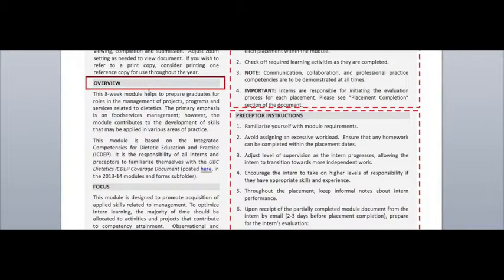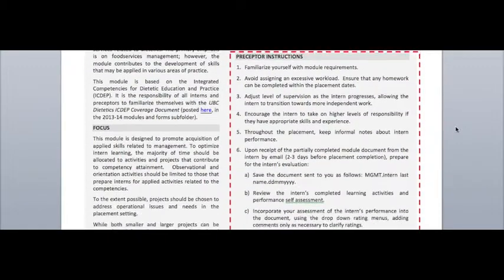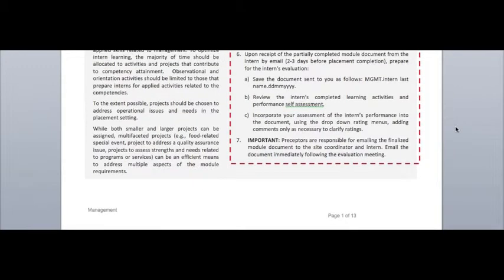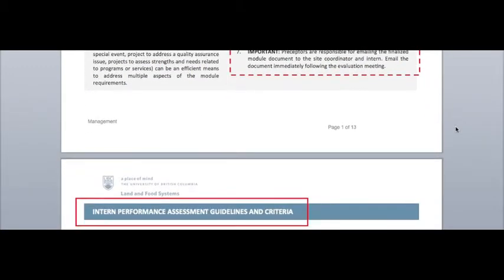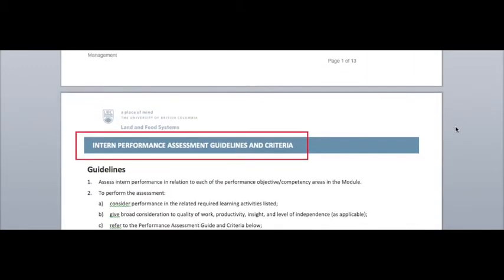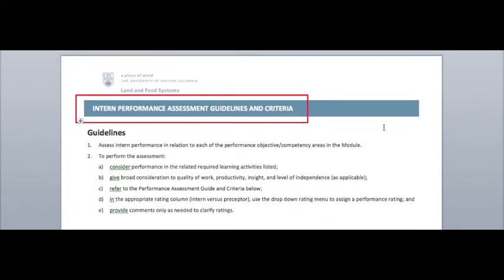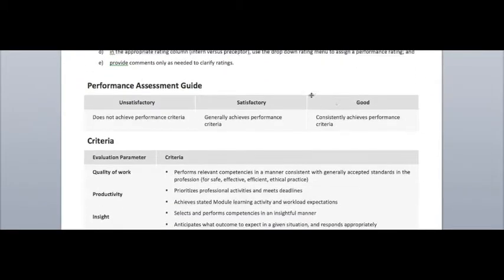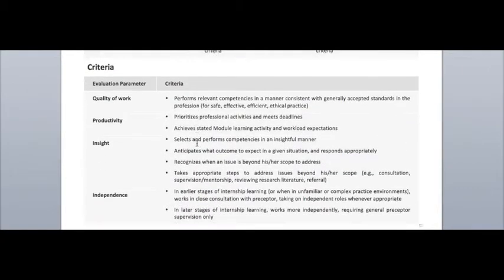When you receive a form from an intern, a process we will go over later in this segment, be sure to double-check that the intern has sent the appropriate form. Interns will fill out a new form for each placement. The second page of the module-specific forms provides instructions for an intern evaluation, including the new performance assessment guide and criteria. There are several sections of each form that need to be completed by the preceptor, intern, or both.